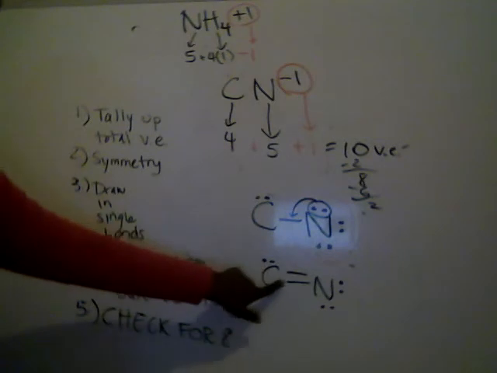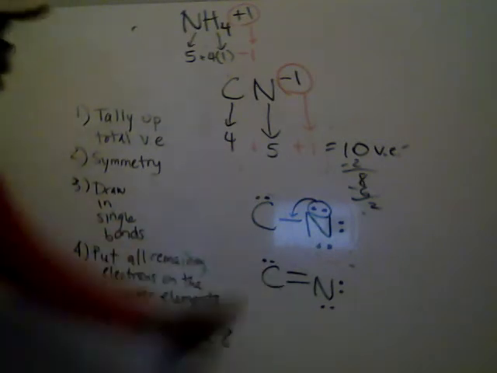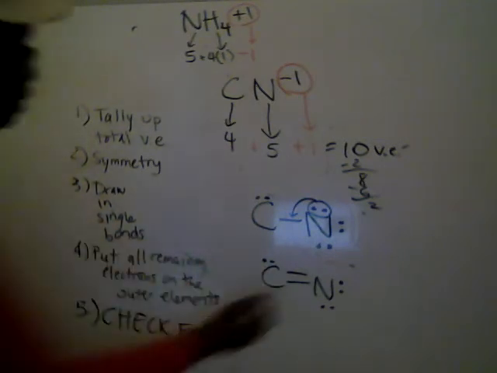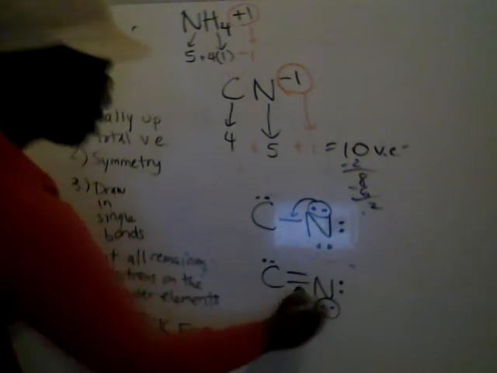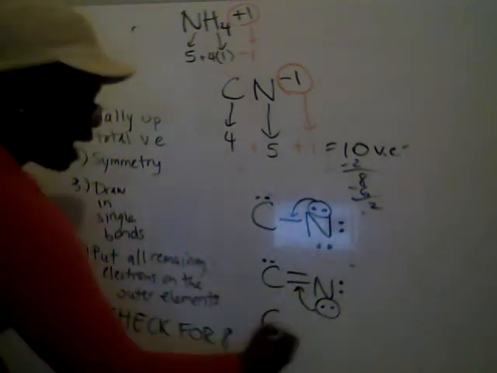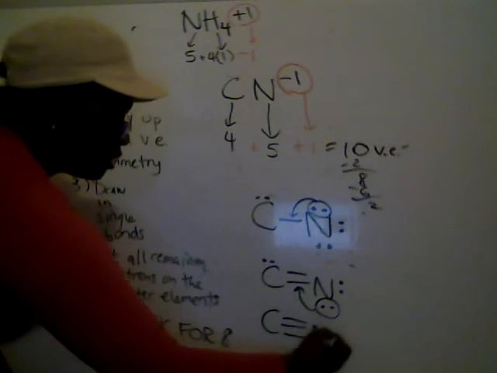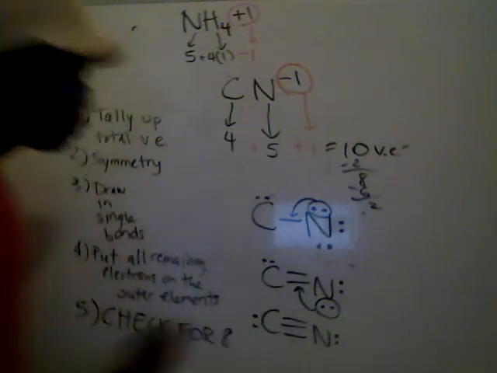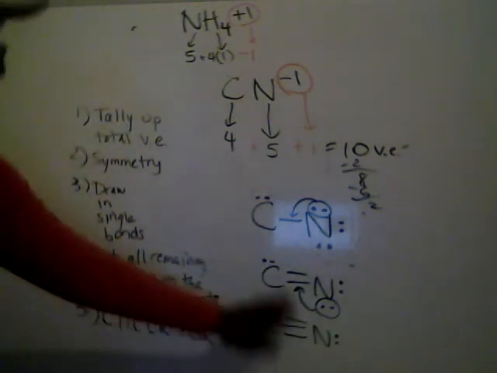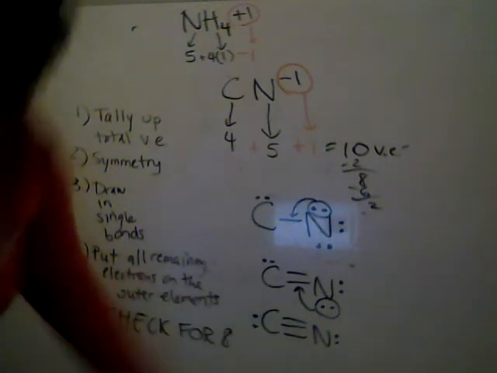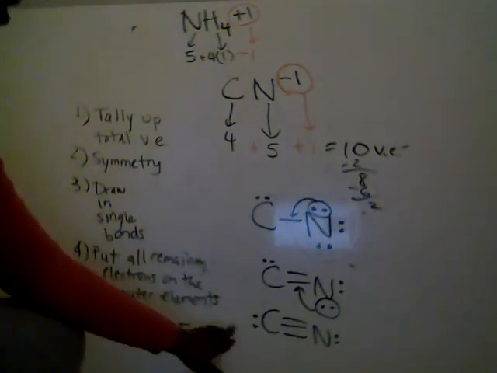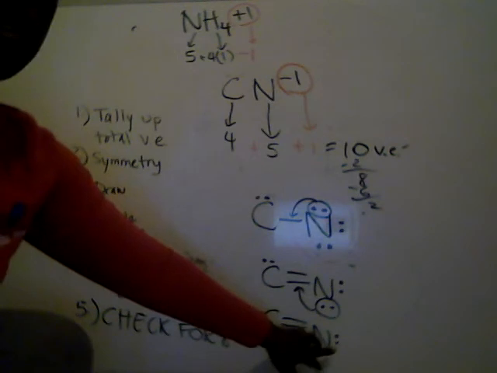Remember, one line represents 2 dots. Well, that's still not enough. Carbon only has 6. So we're going to do it again. We're going to take another pair of electrons and put them in between. So we'll end up with a triple bond in order for both of them to have 8. Now carbon has 8. It has 6 that it's sharing and 2 to itself. And nitrogen has 6 that it's sharing and 2 to itself.